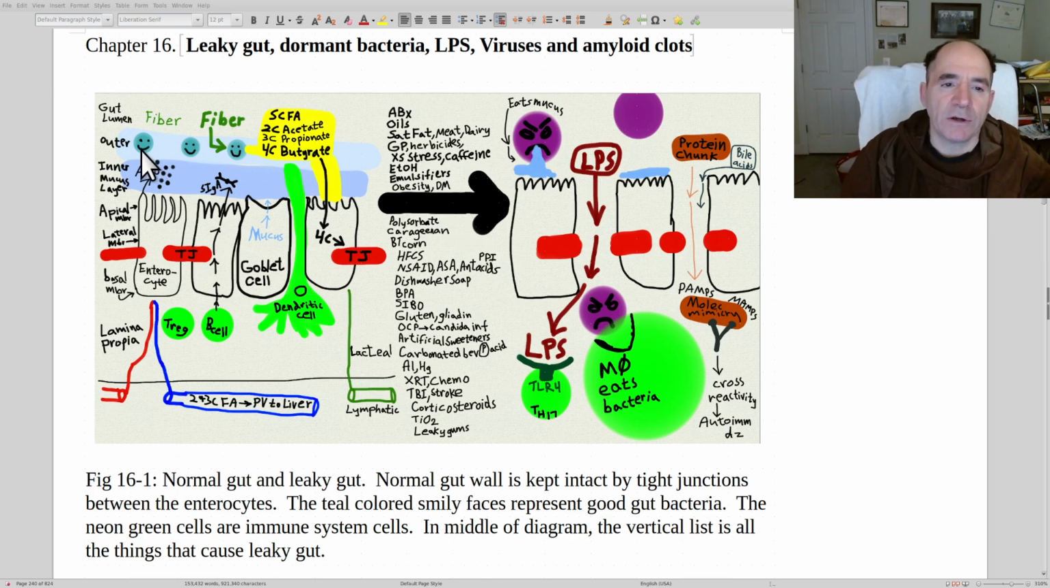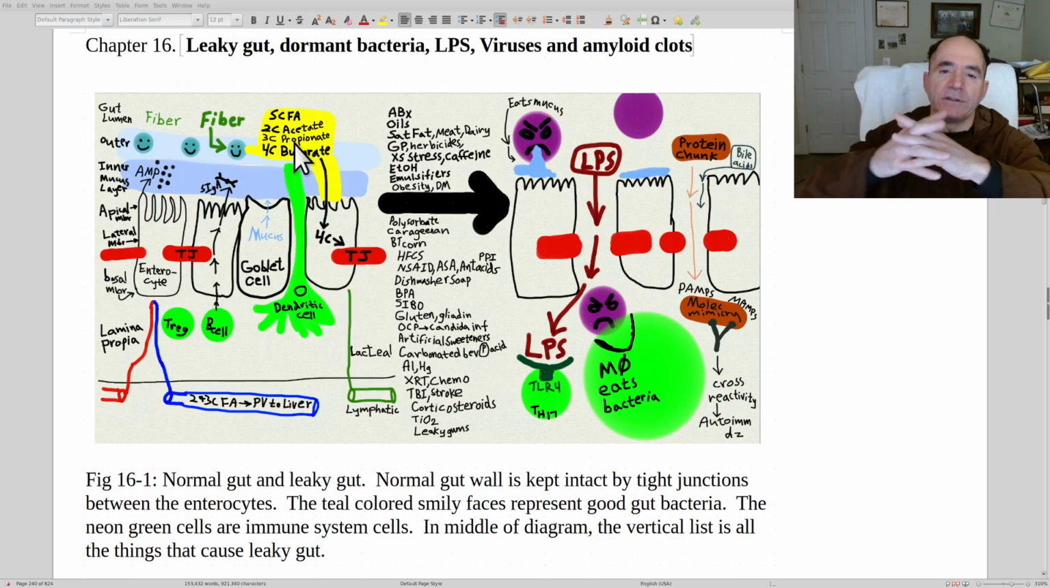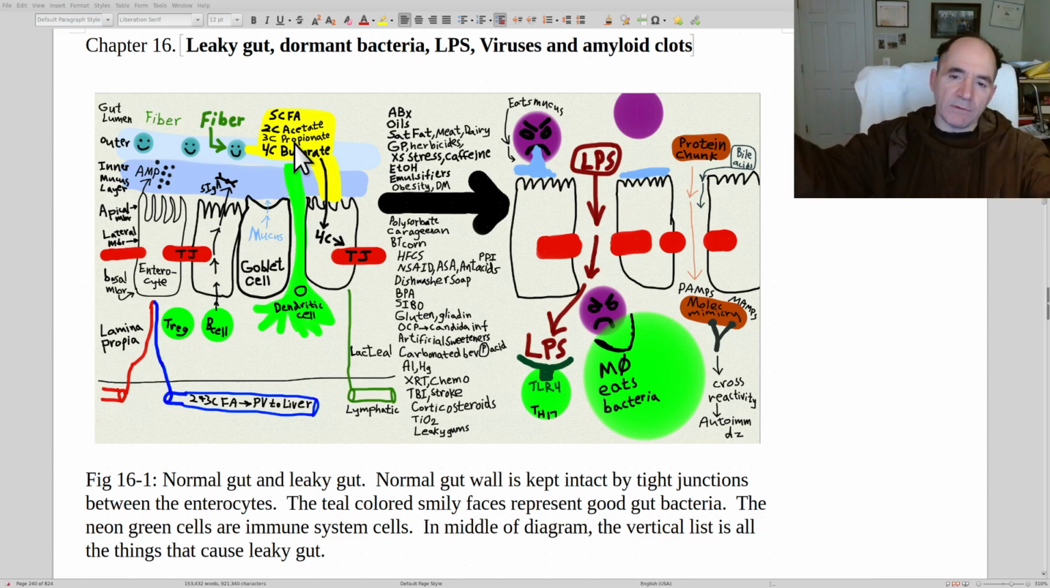So the good gut bacteria with the smiley faces, they eat the dietary fiber. They convert it into short-chain fatty acids, SCFA. There's 2-carbon acetate, 3-carbon propionate, and those just go through the portal vein. They go up to your liver, okay? And the liver uses them to make fatty acids, and the 2-carbon ones to make even number fatty acids, which is most fatty acids. And then the 3-carbon enables them to make odd chain on the rare occasion when they want to make those.